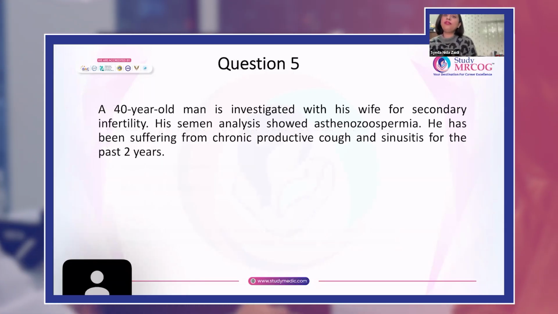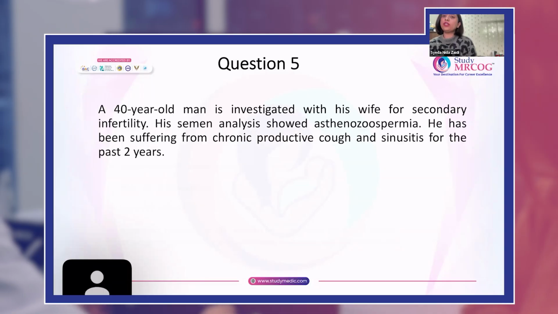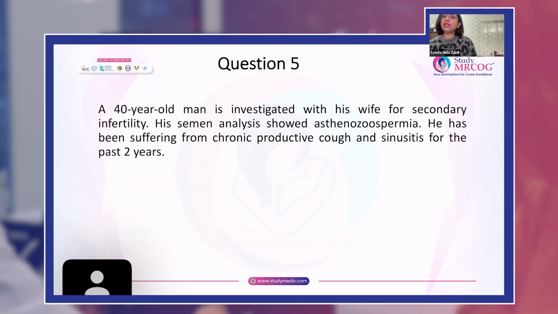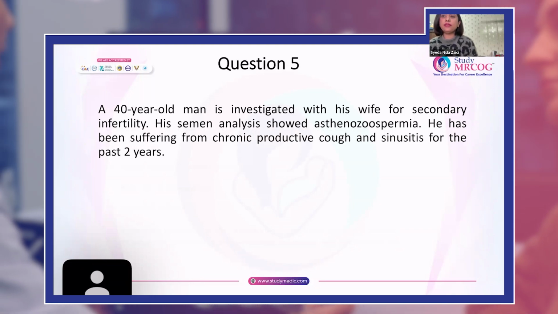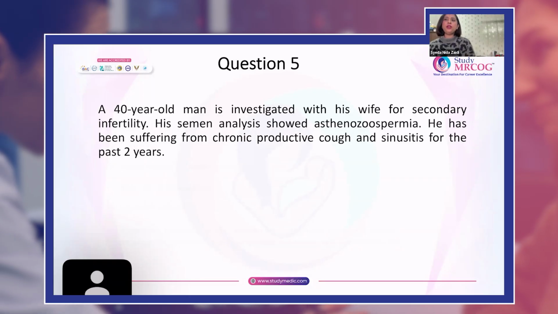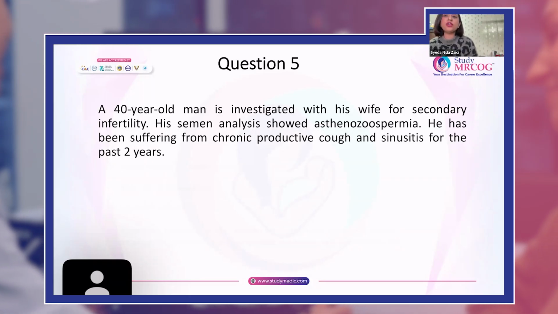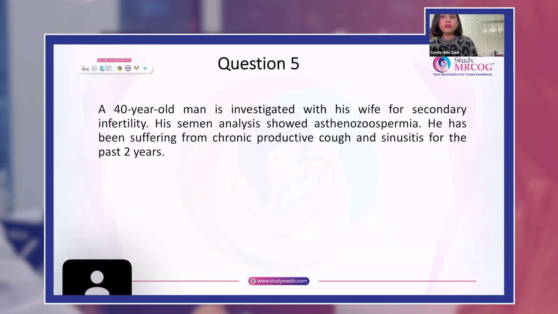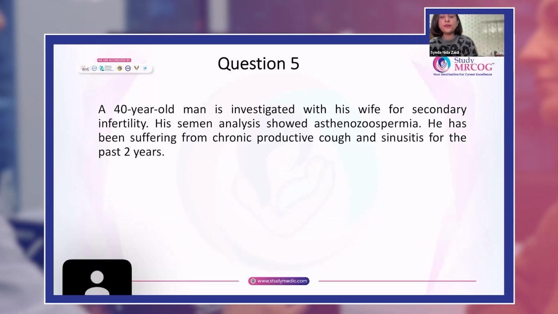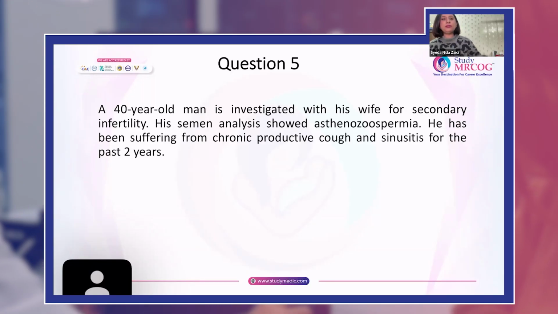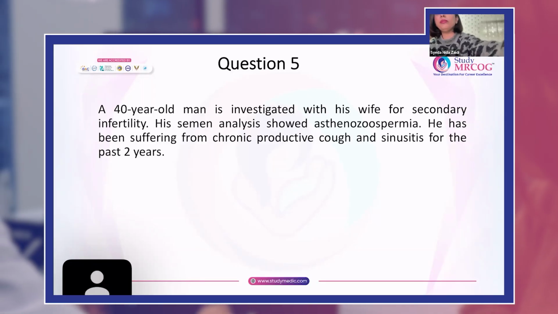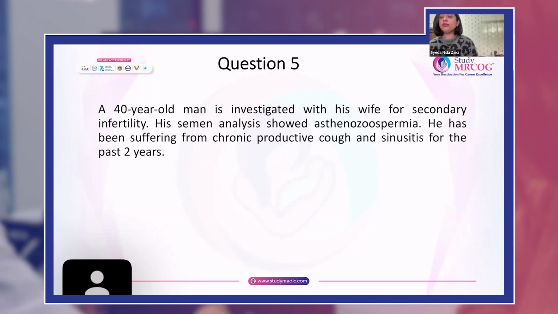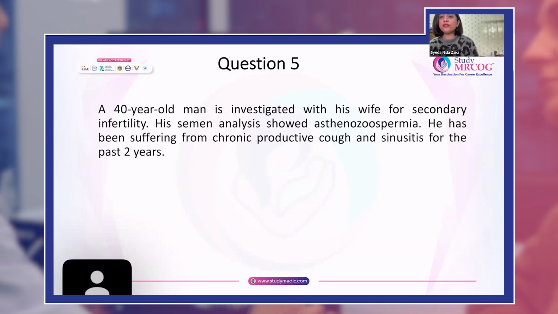Question number 5. A 40-year-old man is investigated with his wife for secondary infertility, and his semen analysis shows asthenozoospermia. He has been suffering from chronic productive cough and sinusitis for the past 2 years. Now, what you need to understand is he's 40 years old, he has secondary infertility, and he has been suffering from chronic productive cough and sinusitis for the past 2 years. When somebody thinks about it, the first option that comes to mind will be that he must have some kind of cystic fibrosis. But when you look at the history, it's not that far off.